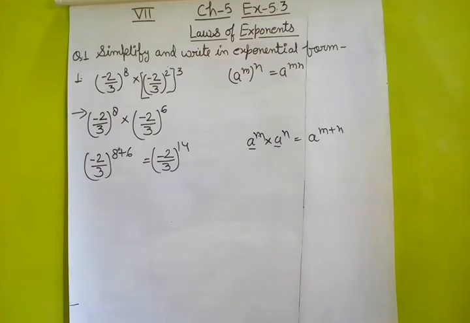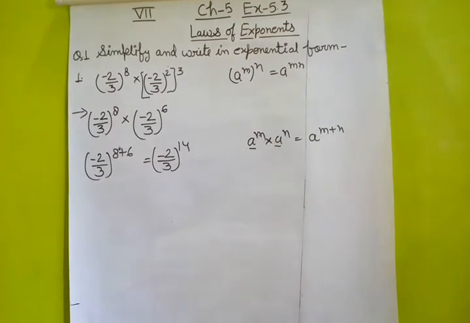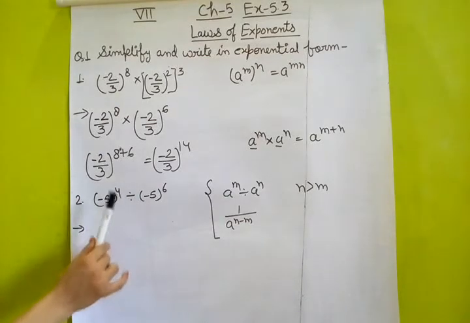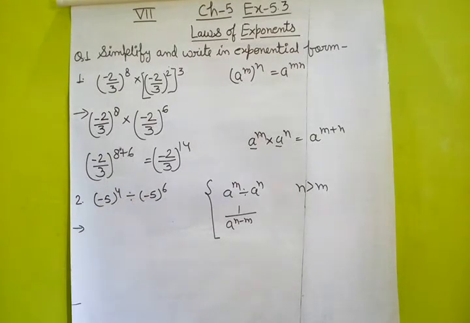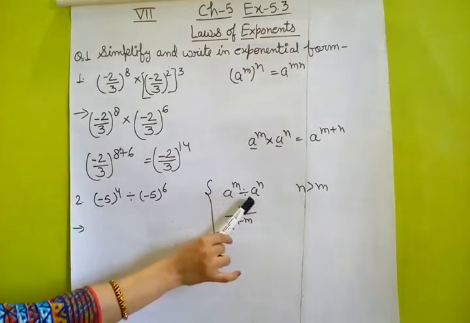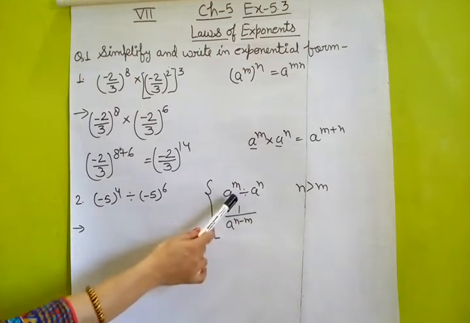Now next part. In second part student, minus 5 power 4 divide minus 5 power 6. Division sign is given student. So a power m divide a power n, this formula you will use.